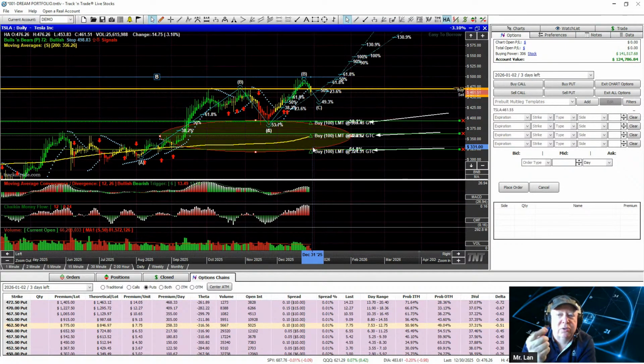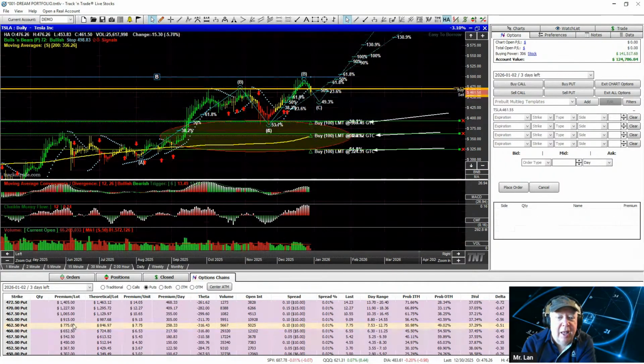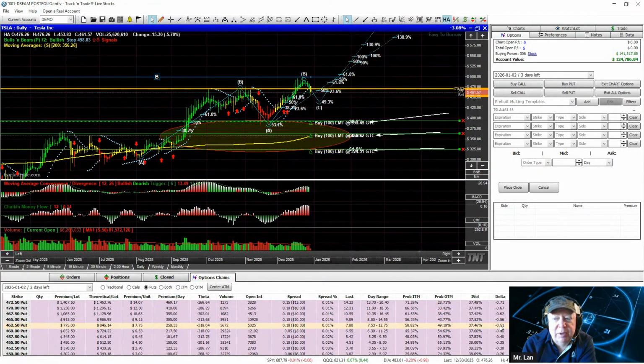But one option does represent 100 shares. And if you remember, the delta tells you how much money you're going to make or lose based on the delta of that option. So an at-the-money option is going to make or lose 51 delta. So that means, in this case, 51 shares.